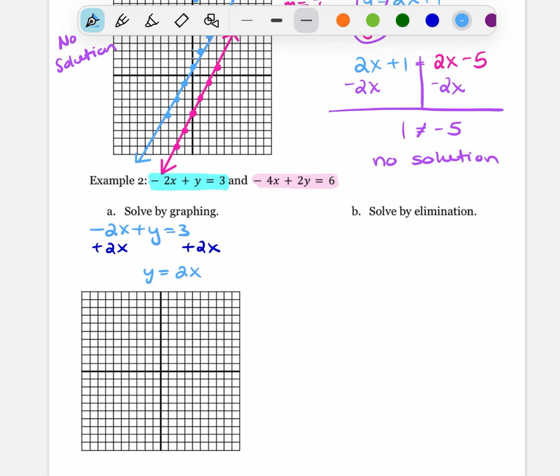I have y equals positive 2x plus 3. So I have a y-intercept at positive 3, and my slope is 2 again, or 2 over 1. So I'll go up 2 and to the right 1 a few times, and down 2 and to the left 1, and graph that line.